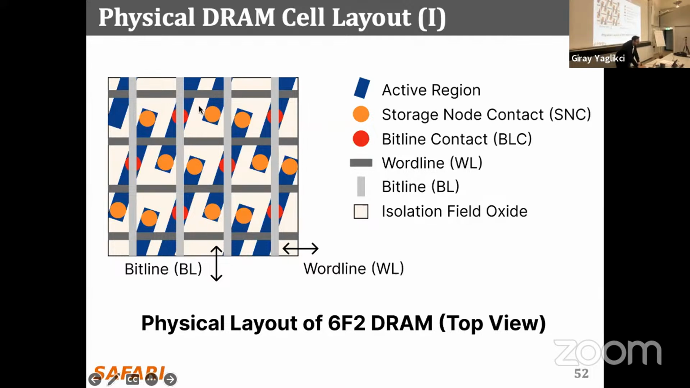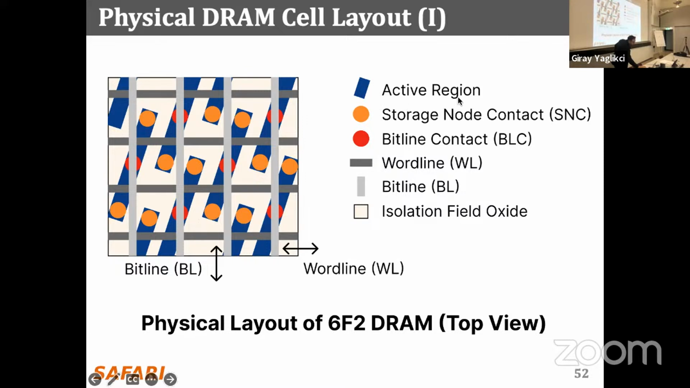Today, the 6F square layout is considered the state of the art, the common layout in modern DRAM chips. We need to keep in mind that the goal here is to increase density as much as possible, right? So we do not put one DRAM cell here, another DRAM cell here, another DRAM cell here. DRAM cells are actually arranged in this tilted way.